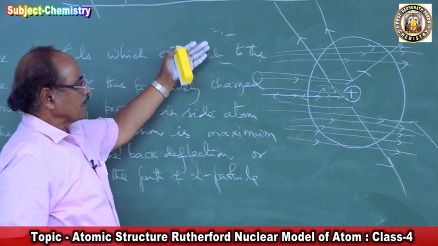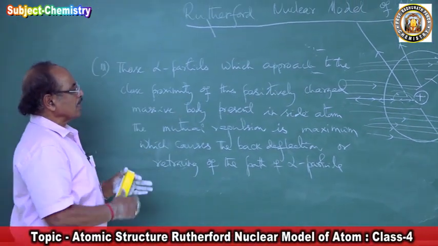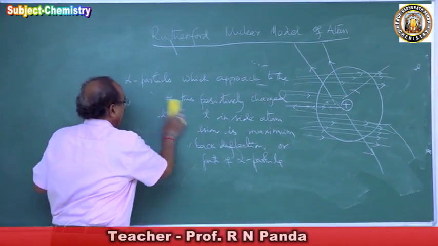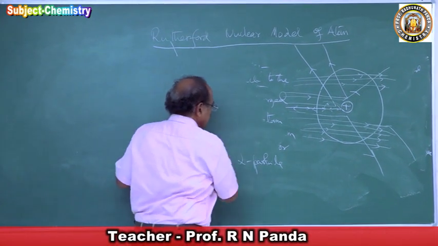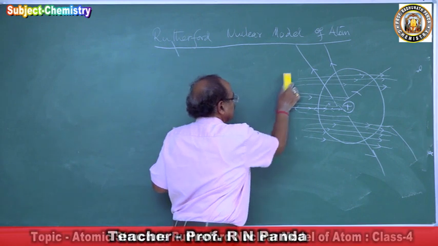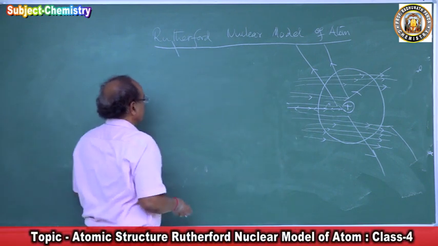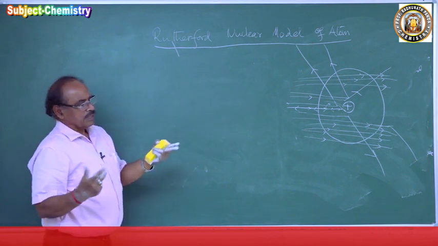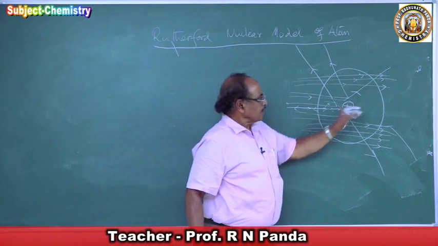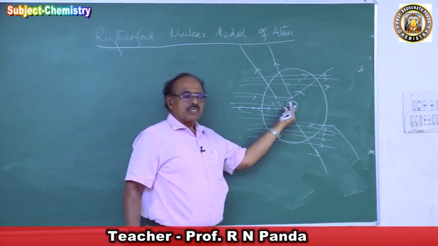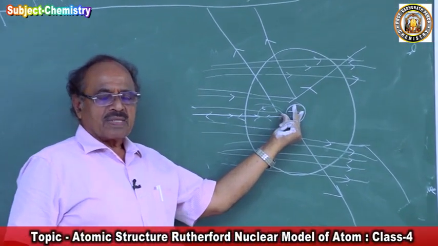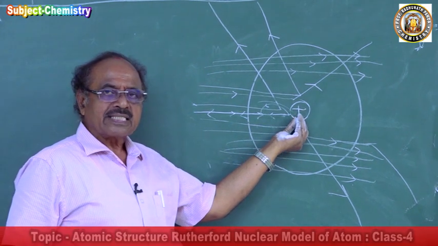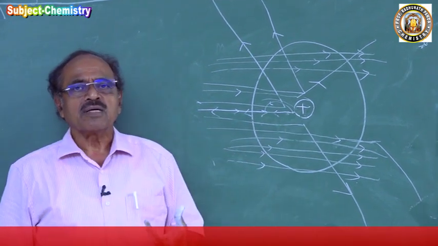So from these three observations and conclusions, he made a final conclusion about the atom. He says, hence, there are two things: there is a large hollow space inside the atom and a small positively charged body present inside the atom. So what must the positively charged body consist of? It must consist of the protons.